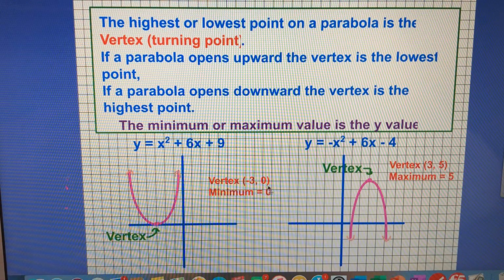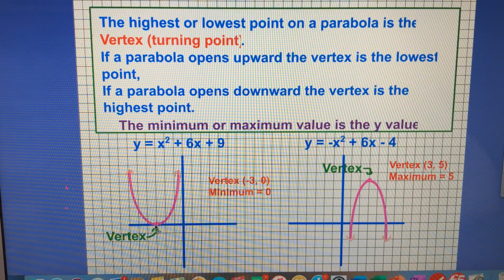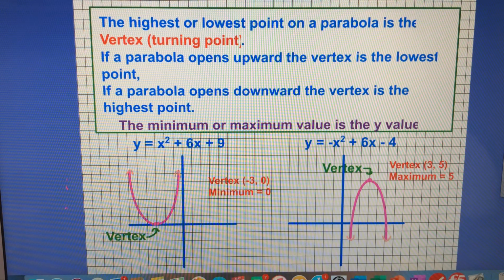I can have a set of coordinates for my vertex, and I know here that my minimum is actually my y coordinate, my y value, which in this case on the left is 0, and on the right my y value happens to be 5. So my coordinates of my vertex happen to be 3, 5 on the right. We're going to do a lot more with calculating those vertexes and maximum and minimum. This first section is just an overview, an introduction.